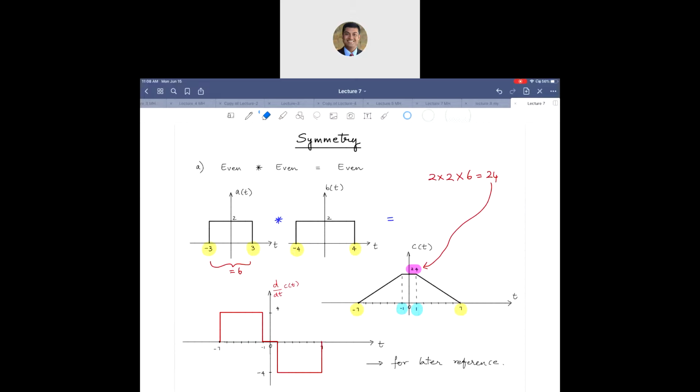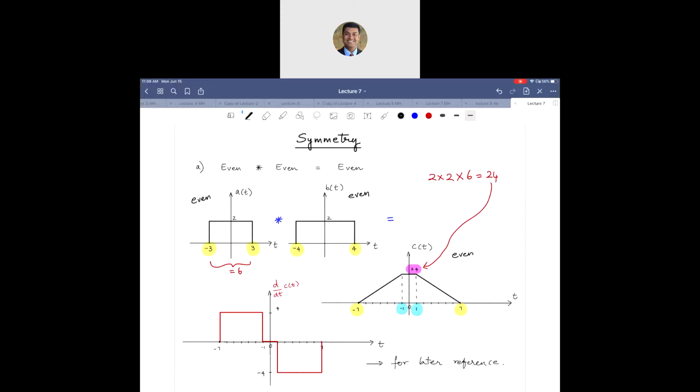All right, let me erase these. Do I need to erase this? No, I can leave it as is. So A convolved with B, even signal A, we know that. How? Just visually, right? If you look at it, it is symmetric about the y-axis. B is also even. When you convolve two signals that are even, you get an even output C of t. And if this rule breaks, you know something has gone wrong somewhere. Mathematically, some mistake has been done.